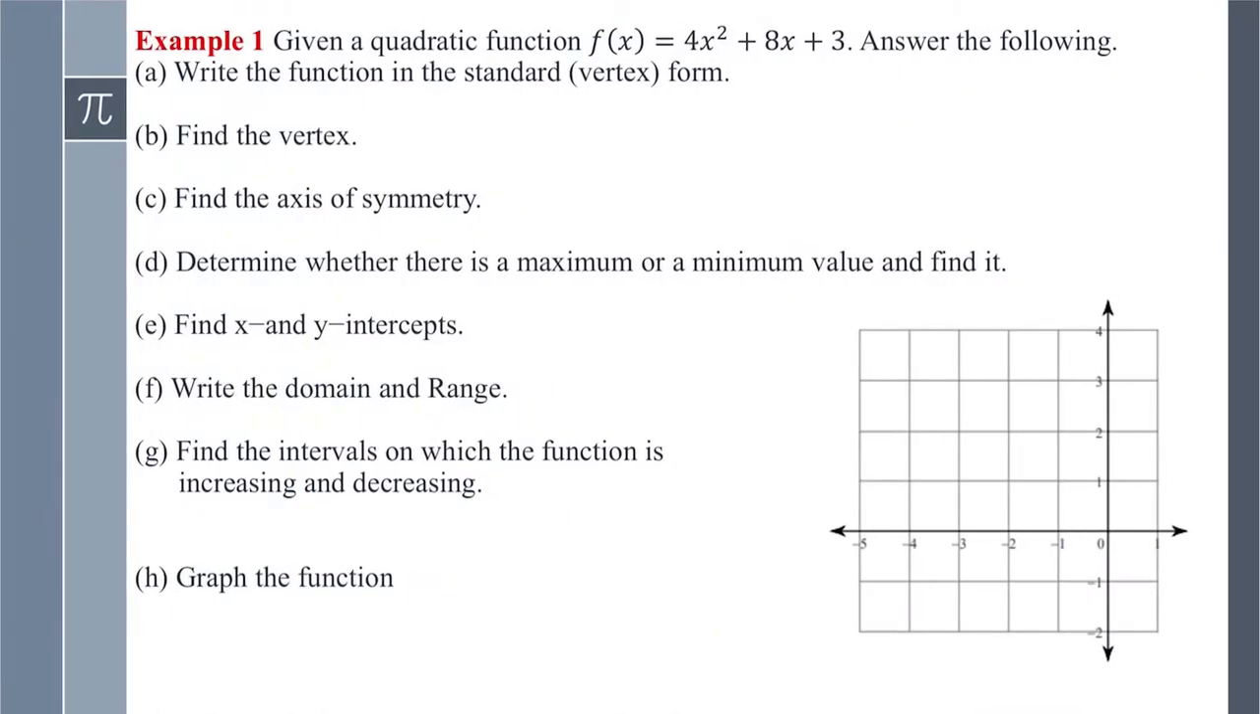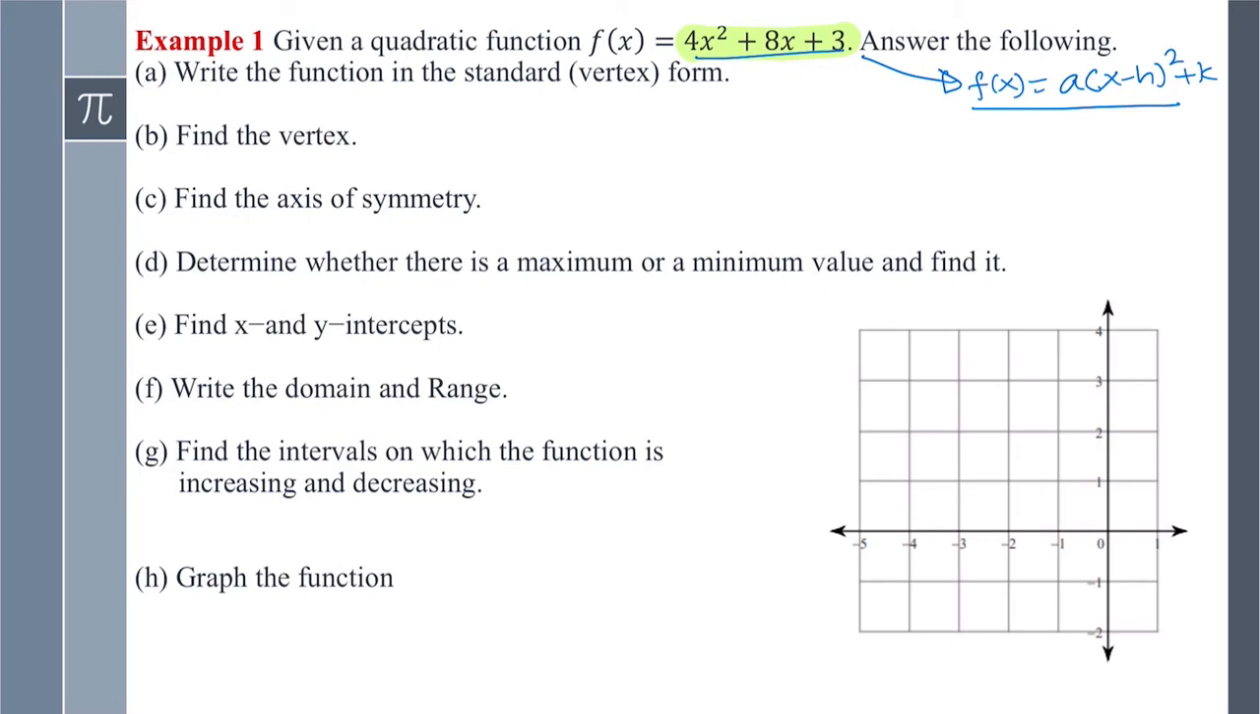So now let's look at an example. In the first example, we are going to find several things. The equation is given in general form. Okay, so this is the equation. Now we are asked to write the function in standard form, or the vertex form, which is f of x equals a times (x minus h) squared plus k. So we are going to change this one into that form. That's called the standard form.